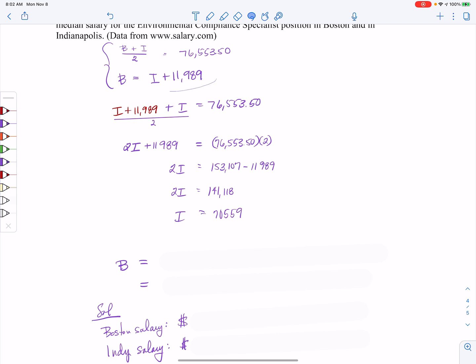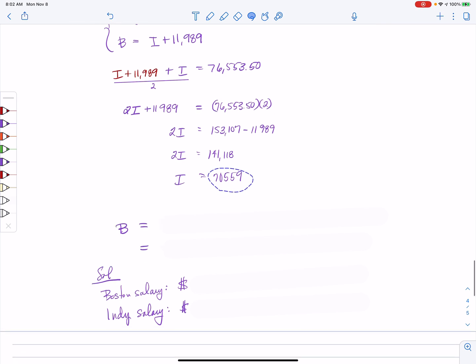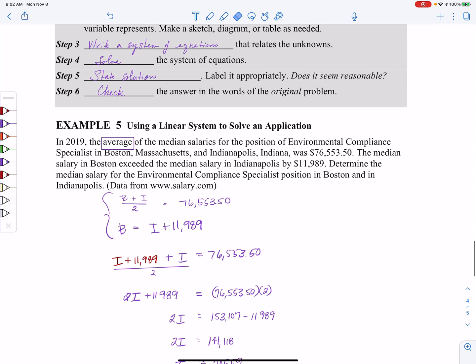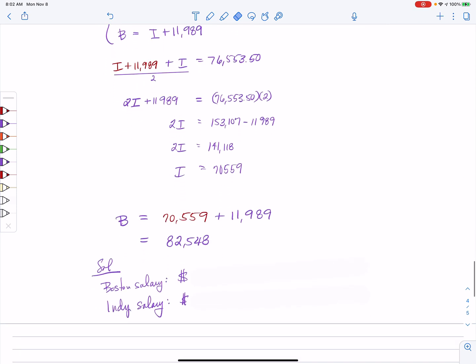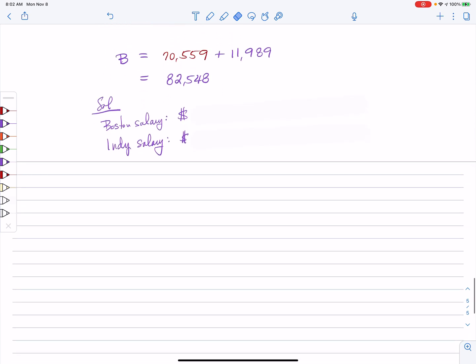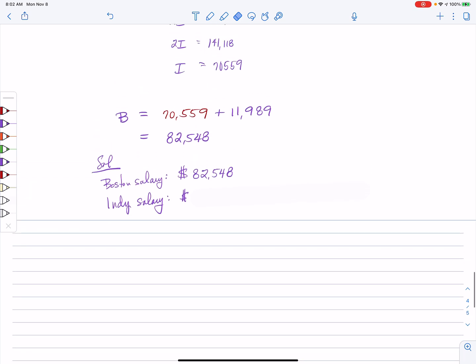So for I, I got the number 70,559. Now I'm going to take this equation because it's the easier of the two equations, and I'm going to substitute what my I value is equal to down here. So it says B is equal to I plus 11,989, but I'm going to write 70,559. I'm going to add those two, and I get B is equal to 82,548. All right, so now that was step 4. We solved it. Now let's state our solution, and we're going to label properly. My Boston salary I found to be $82,548. My Indianapolis salary I found to be $70,559.